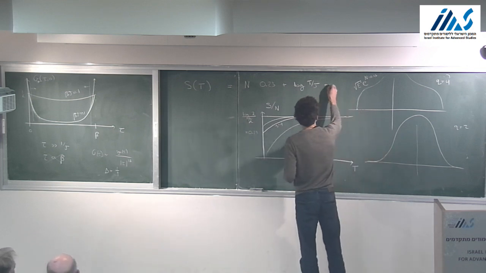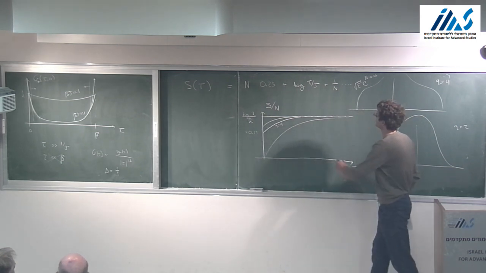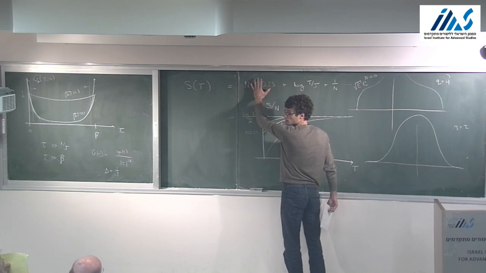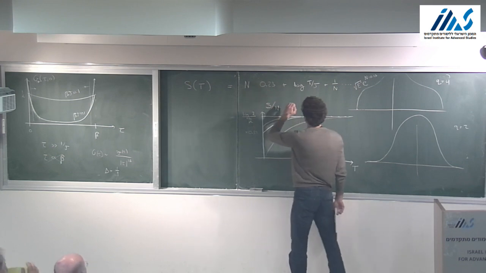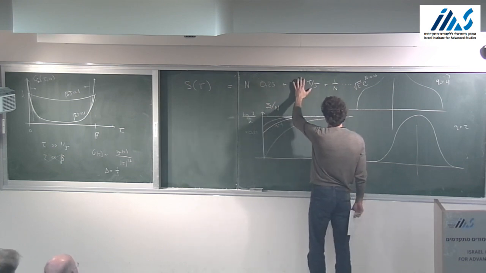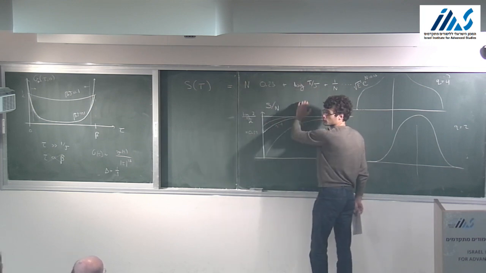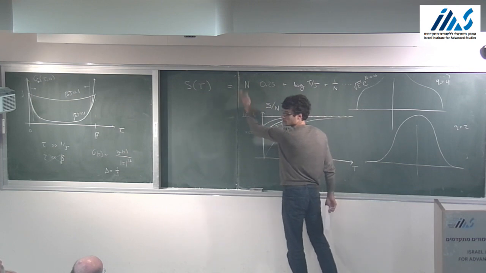And then there will be terms plus of order 1 over n and so on. So at large n, we drop all of these terms, and we just keep this term. Then we find this result. However, this term can compete with the first term and can become large for very low temperatures. This becomes large and negative, and it reduces the entropy.